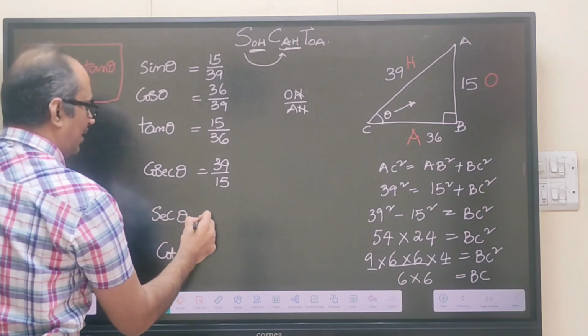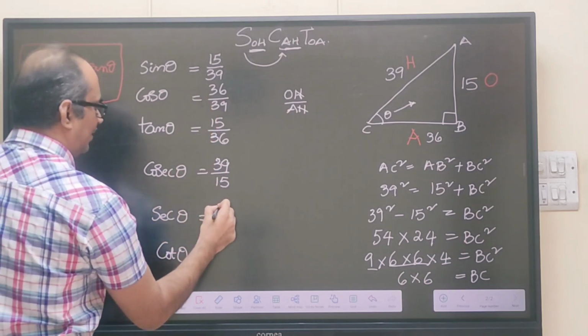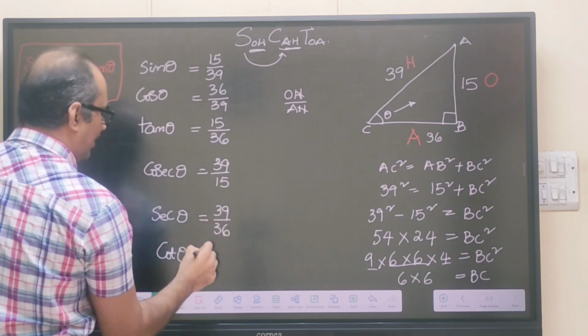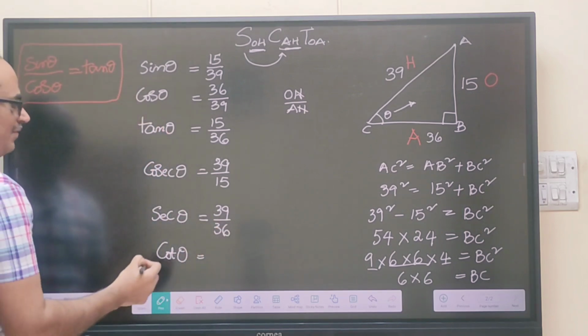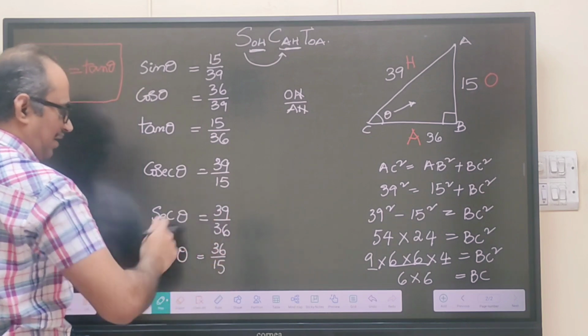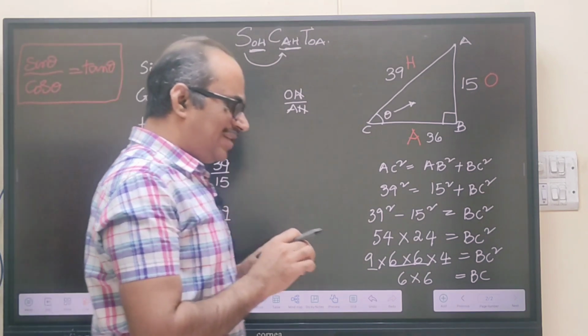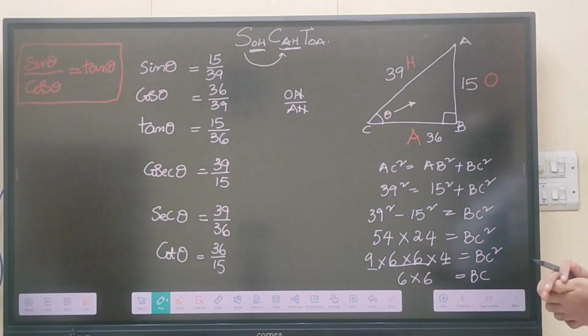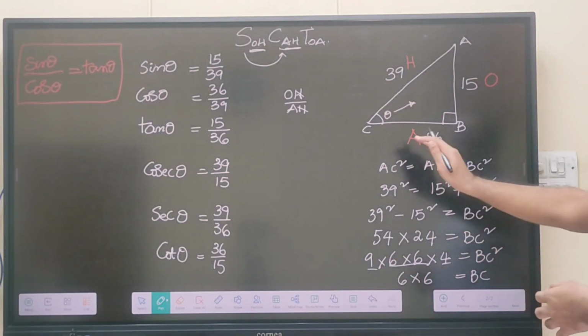What is secant theta? Reciprocal of cos theta, that will be 39 by 36. And what is cot theta? Cot theta is reciprocal of tan theta, so that will be 36 divided by 15. So that is how, in a simple problem, if they give a right angle triangle and ask us to find the trigonometric ratios, we can do that.